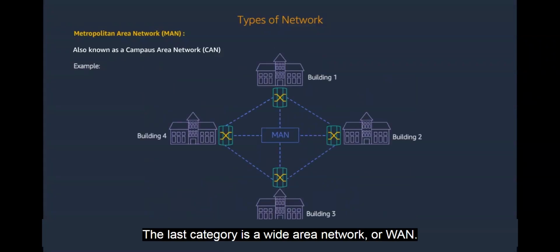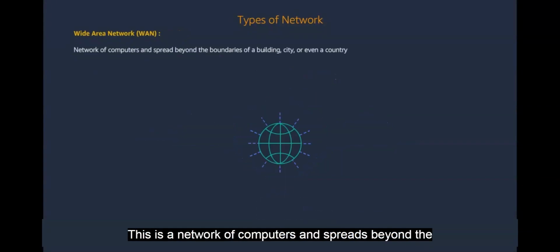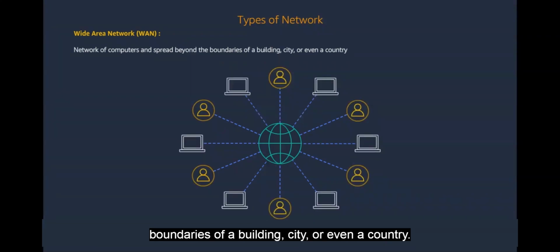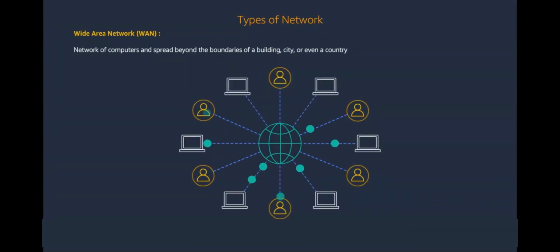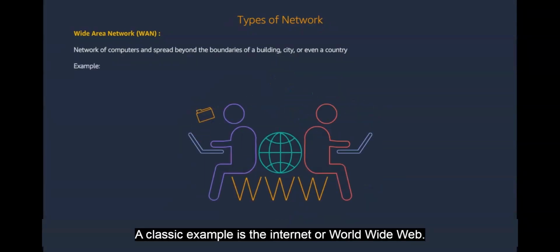The last category is a wide area network, or WAN. This is a network of computers that spreads beyond the boundaries of a building, city, or even a country. A classic example is the Internet or World Wide Web.